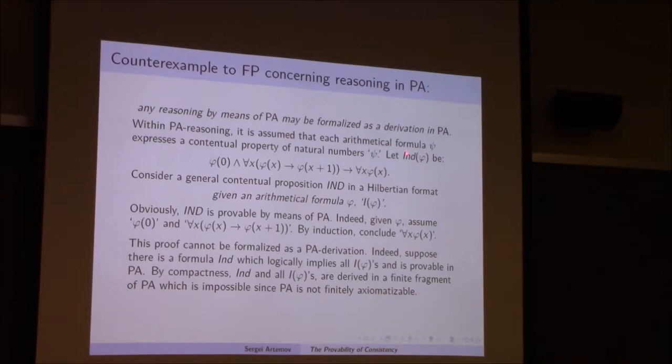Because I of phi, sorry, it's Ing, it's a typo. Ing is a specific formula given phi. I want to read it contentually. I want to read it as a mathematical statement. So, sorry, this is Ing. I is Ing, it's just a typo.